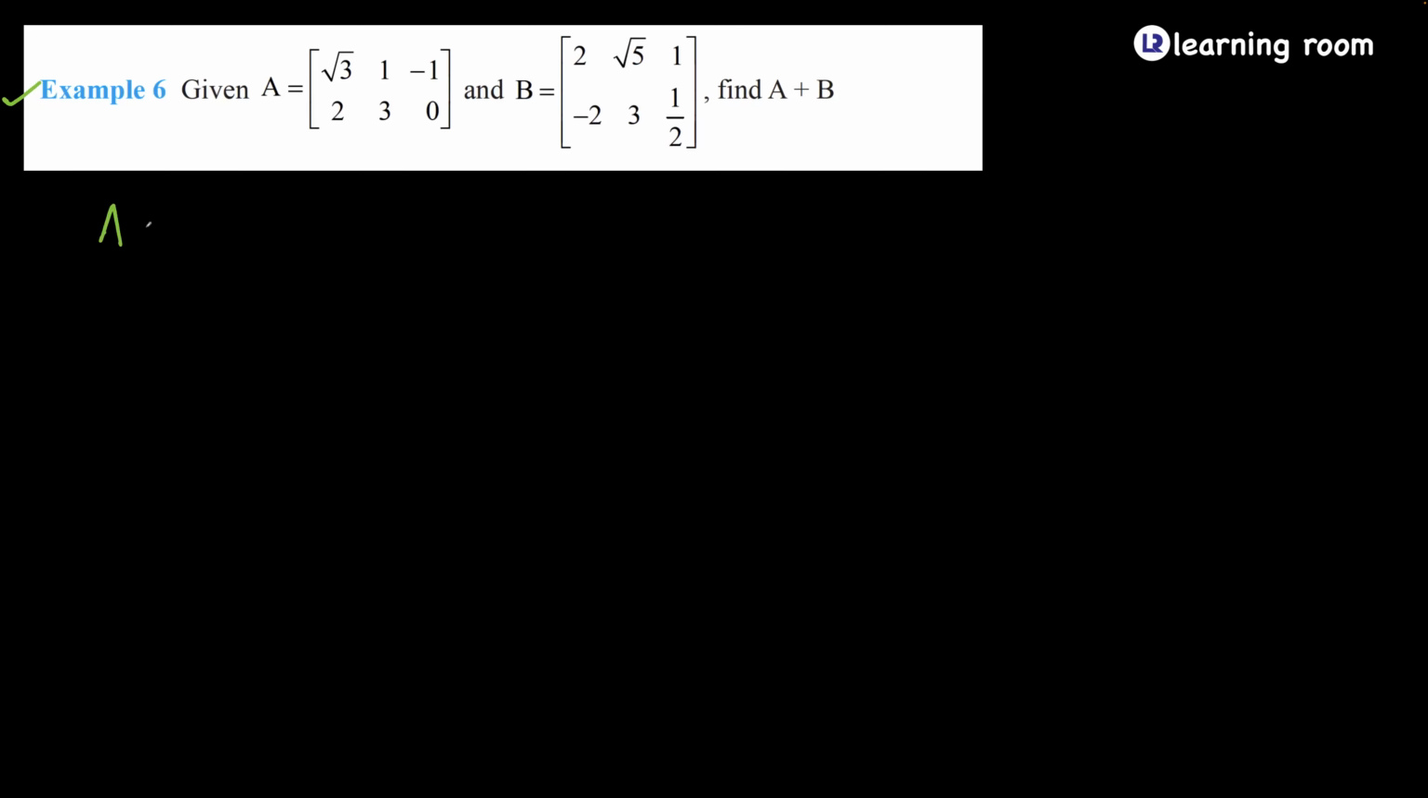So what is going to be A plus B? You need to add the corresponding elements: root 3 plus 2, 1 plus root 5, minus 1 plus 1, 0. So 2 minus 2, 0. 3 plus 3, 6. 0 plus half, half. That's it.